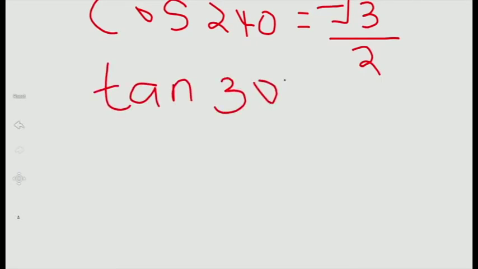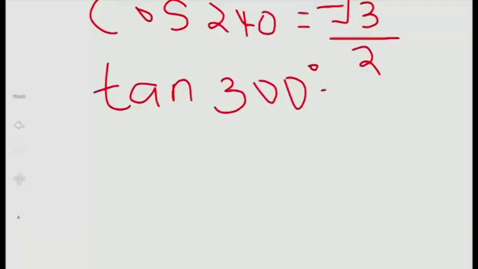The tangent of 300. You do not have to calculate it. You find where 300 lies when you know the range of each quadrant. We know the first quadrant is 0 to 90, the second quadrant 90 to 180, the third quadrant 180 to 270, and the fourth quadrant 270 to 360, which means 300 lies in the last quadrant. So we are looking at an angle in the fourth quadrant, which has the same tangent as the corresponding angle in the first quadrant, which is 60 degrees.